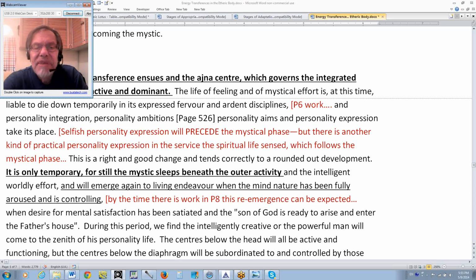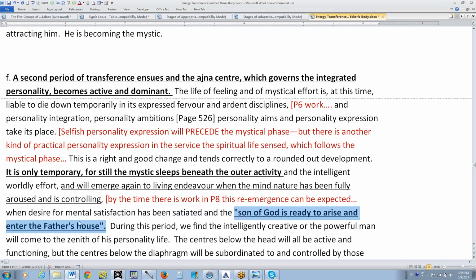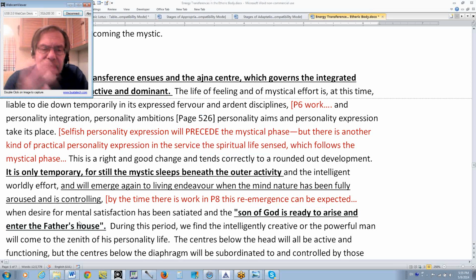When desire for mental satisfaction has been satiated and the Son of God is ready to rise and enter the Father's house, and the mystical longing, the Neptune, needs to be combined with Uranus in order to do that. The Father's house, of course, what do we mean by that? Well, maybe going closer to the center of the Father aspect within the Egoic Lotus, but eventually we have to rise into the triad and towards the monad. So we're not quite talking about that yet, but there is the attraction of the will operating here.